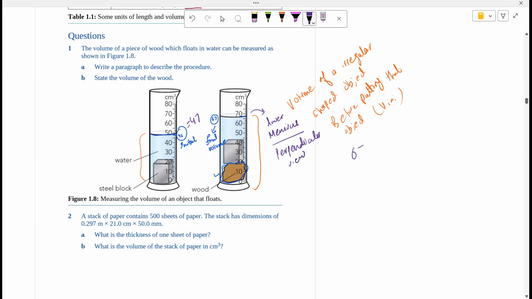So final volume is 67, initial volume is 47. We'll subtract these two and we'll get the volume around 20 बन जाएगा or 30. What will be the volume of it? 20. 15? Wait, shouldn't it be 65 minus 50?